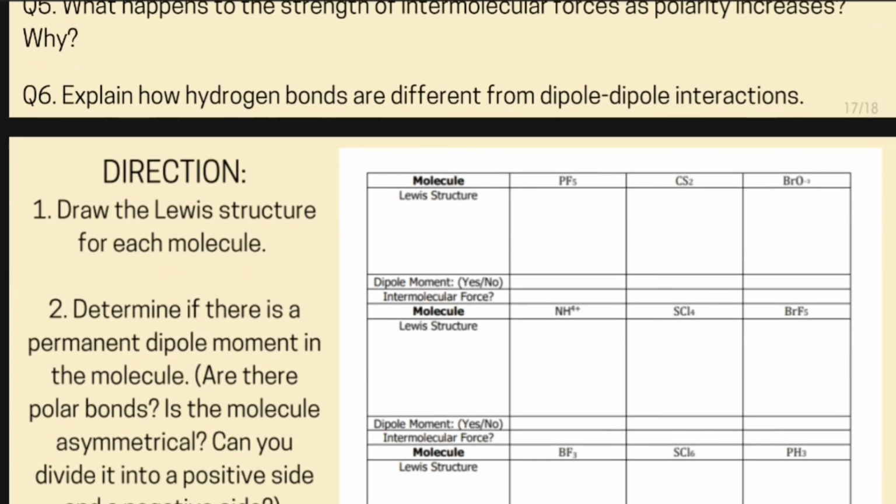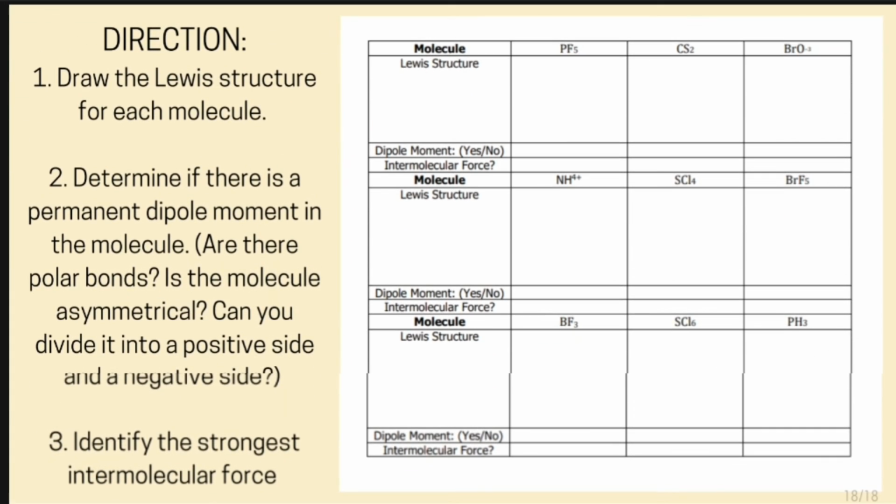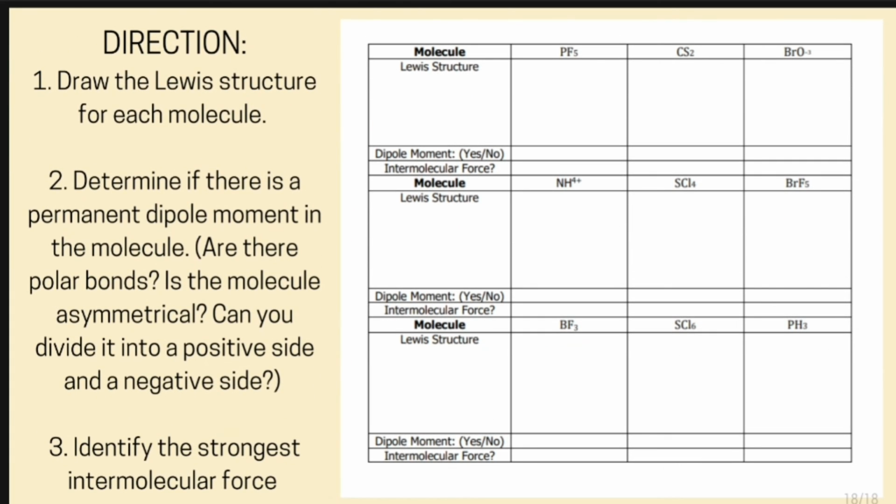And lastly, ito yung performance activity ninyo. Ang gagawin nyo lang, just follow the direction, just fill out the boxes provided. So, first, draw the Lewis structure. So, dito kayo magdodraw. Next, determine if there is a permanent dipole moment in the molecule. So, determine nyo kung polar o non-polar. Siyempre, kung polar, meron siyang permanent dipole. Kung non-polar, wala siyang permanent dipole.